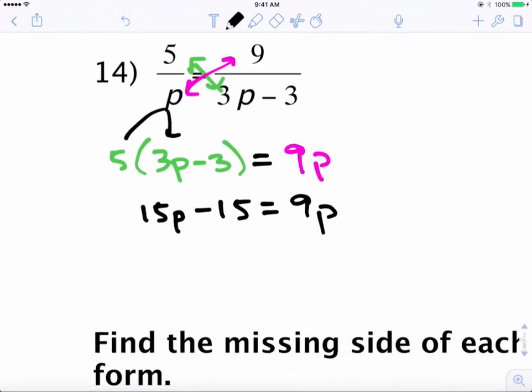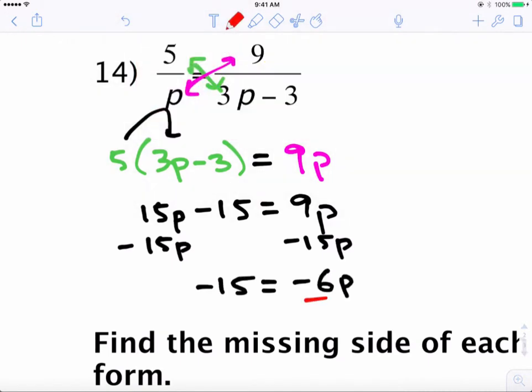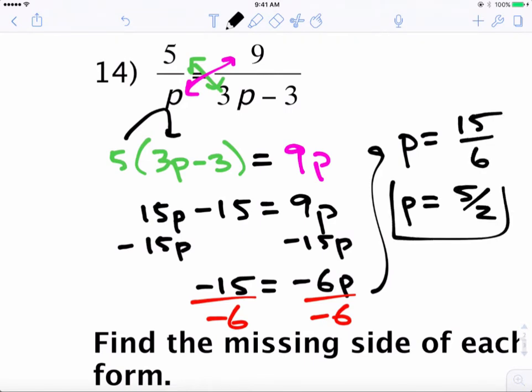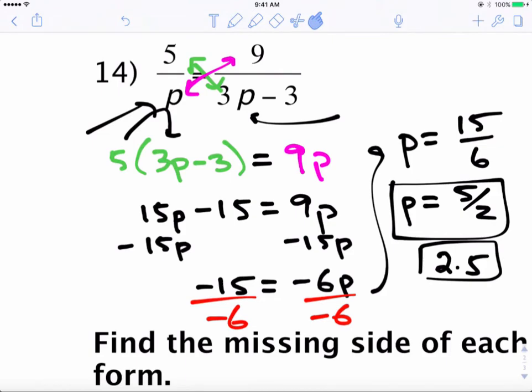I'm going to go ahead and subtract 15p from both sides. We end up with negative 15 is equal to negative 6p. Let's divide both sides of this equation by negative 6. We end up with p equals 15 over 6, which I think reduces to 5 over 2. So 5 halves, or 2.5. That will be the value of p that makes this proportion true. So cross multiplication, take care of business from there.